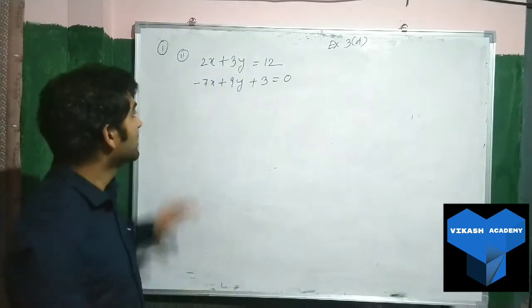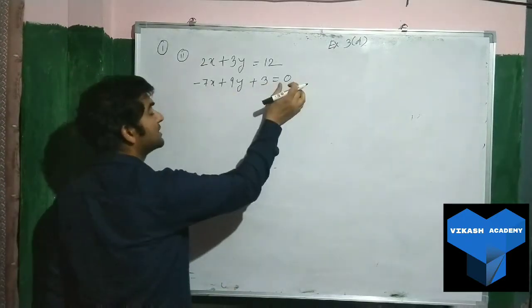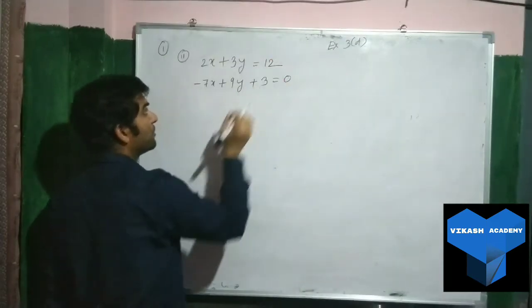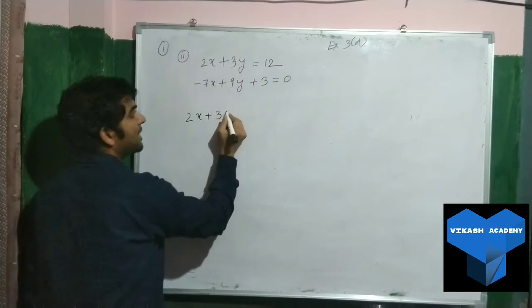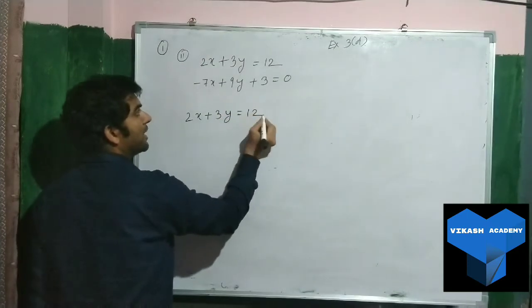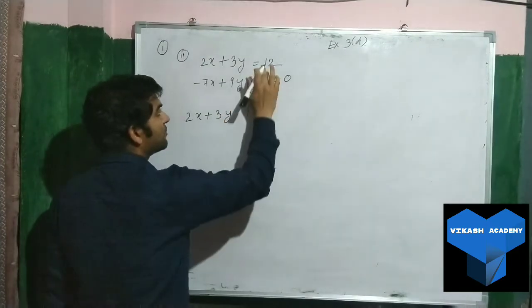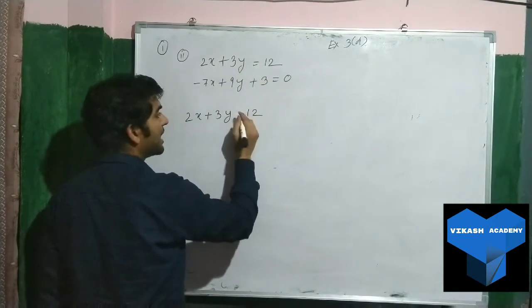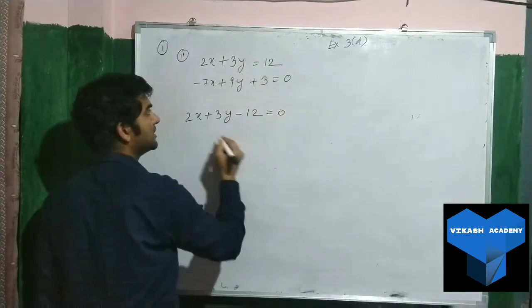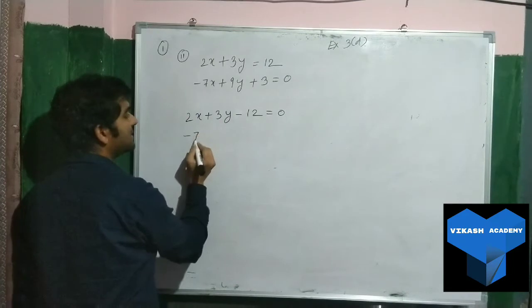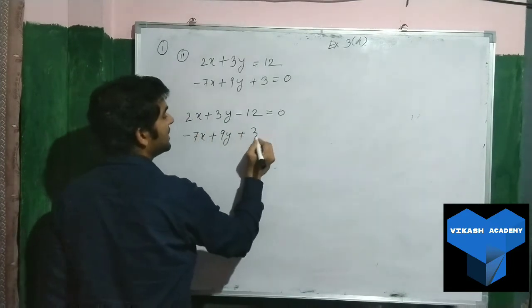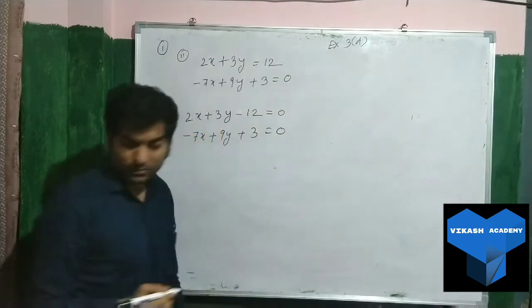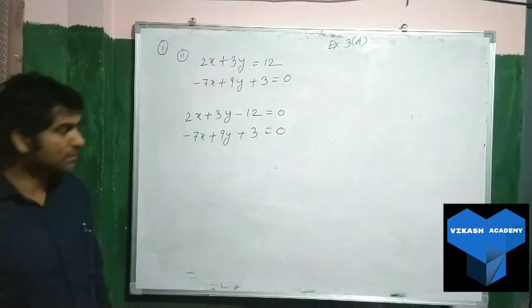Now what I said, we have to write in the same form. This side we need to obtain the zeros for both the equations. So we'll write here 2x plus 3y is equal to 12. But 12 we have to bring this side, so it will be minus 12 is equal to 0. Next it will be minus 7x plus 9y plus 3 is equal to 0.